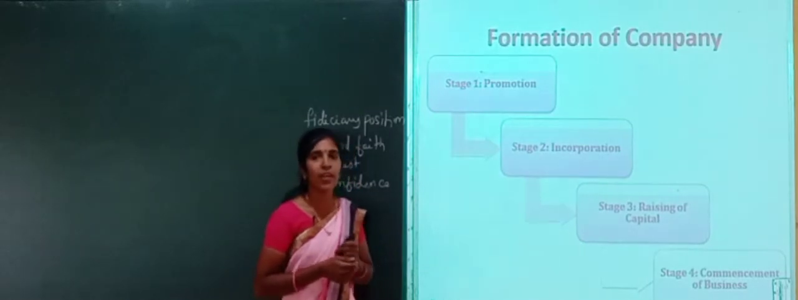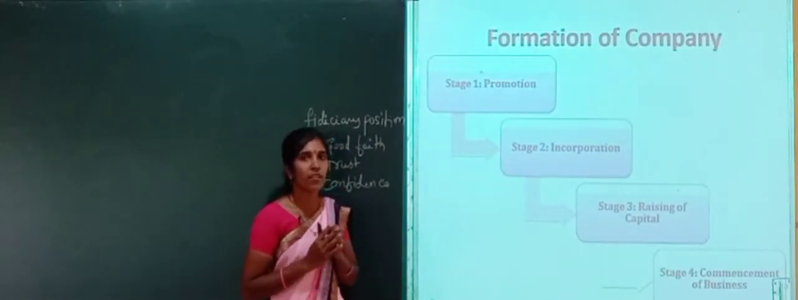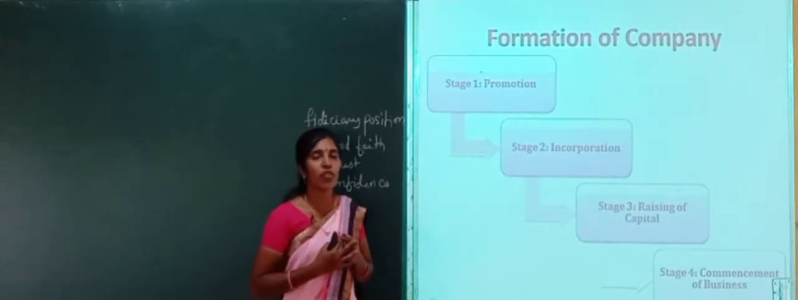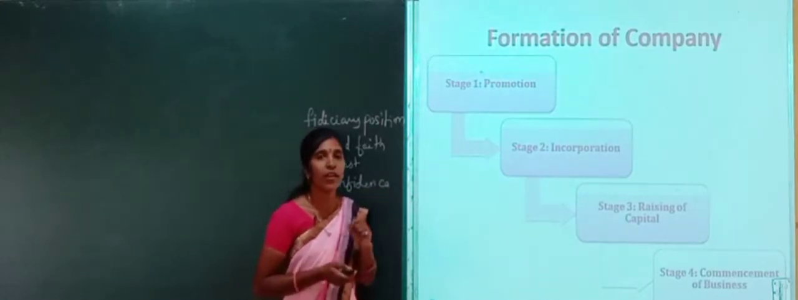Under the formation of a company there are mainly 4 stages involved. Which are those? First is the promotion stage, second is the incorporation stage, third is raising of capital or capital subscription, and fourth is the commencement of business. So in order to start a company we have to go through these 4 stages. Let us know one by one the stages involved in the formation of the company.